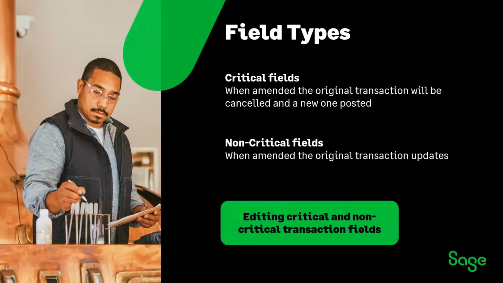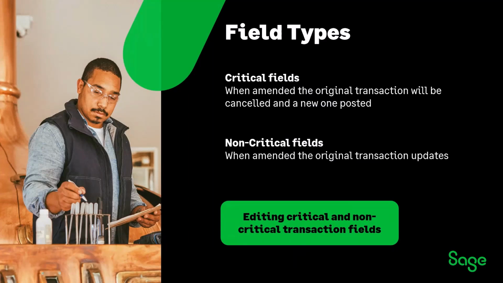There are two types of data fields when completing a transaction. If you think about when entering an invoice, you have the account number, nominal code, bank account, and so on. Some of these are classed as critical fields and some are classed as non-critical. Critical fields, when amended, require the original transaction to be cancelled and a new one posted. That's because it's deemed audit critical. So that's going to be things like your customer, supplier, account reference, nominal code, bank account, date, net, VAT amount and tax code.